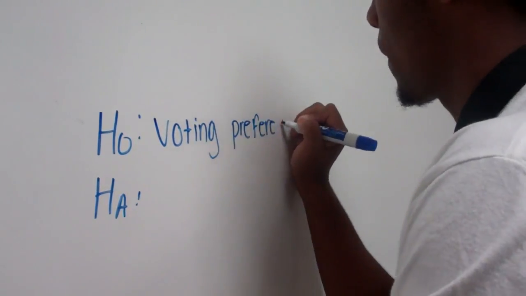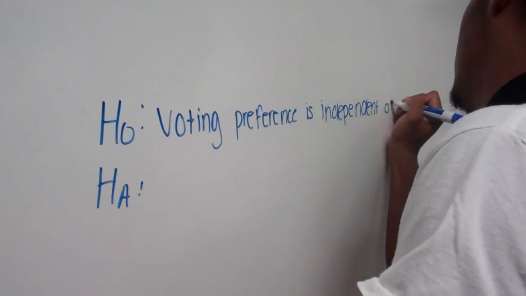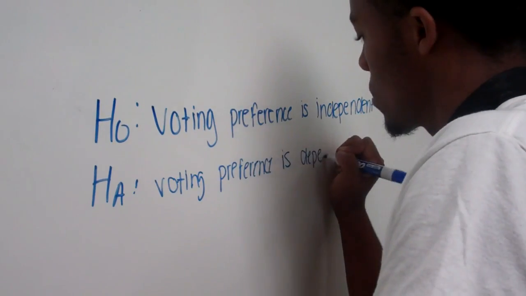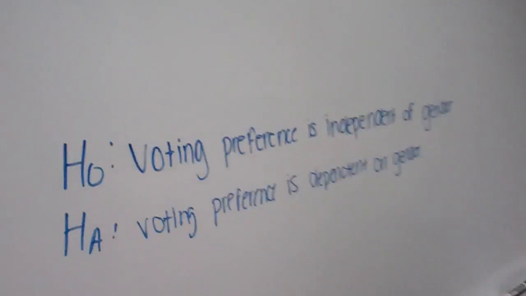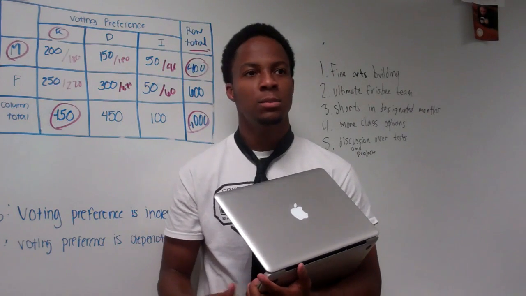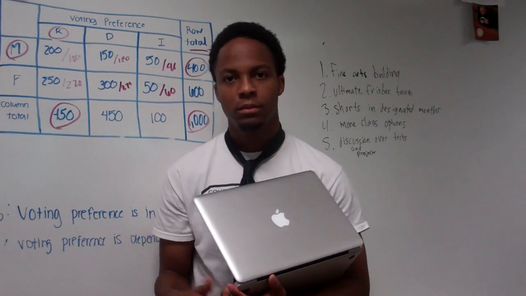Our null hypothesis is voting preference is independent of gender, and our alternative hypothesis is voting preference is dependent on gender. Good. Now that we've calculated the expected counts, let's move on to performing the test.